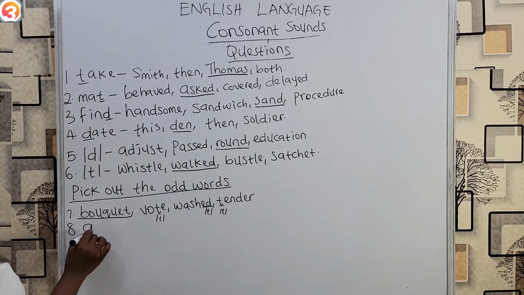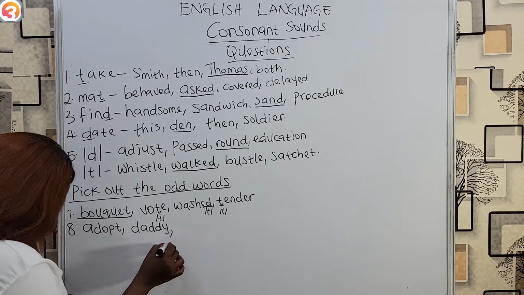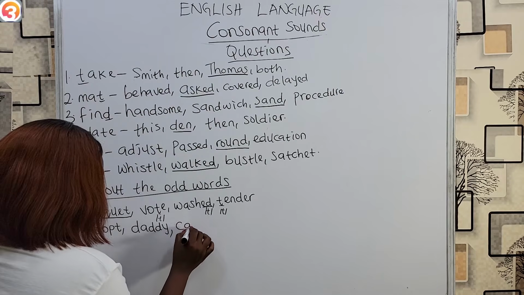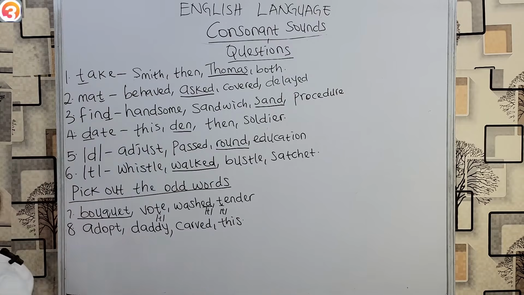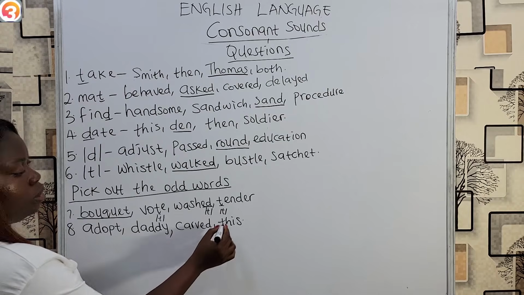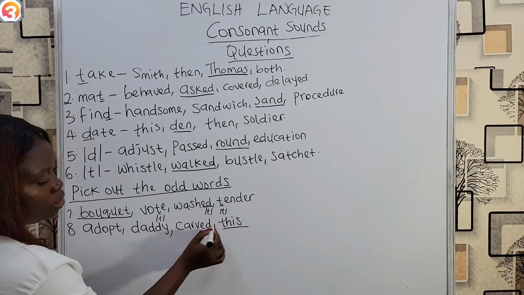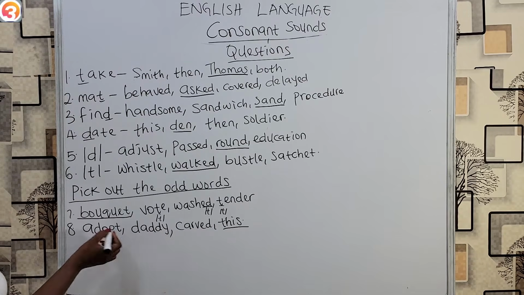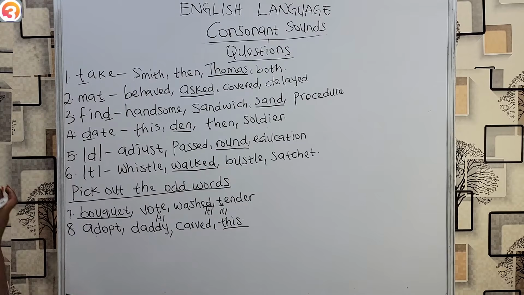If we have another one, here we have adopt, daddy, carved, this. The TH here doesn't contain consonant D, so it is odd. There's consonant D here, there's consonant D here, there's also consonant D here. But the TH here contains a different consonant sound. So this is the odd word in this question.